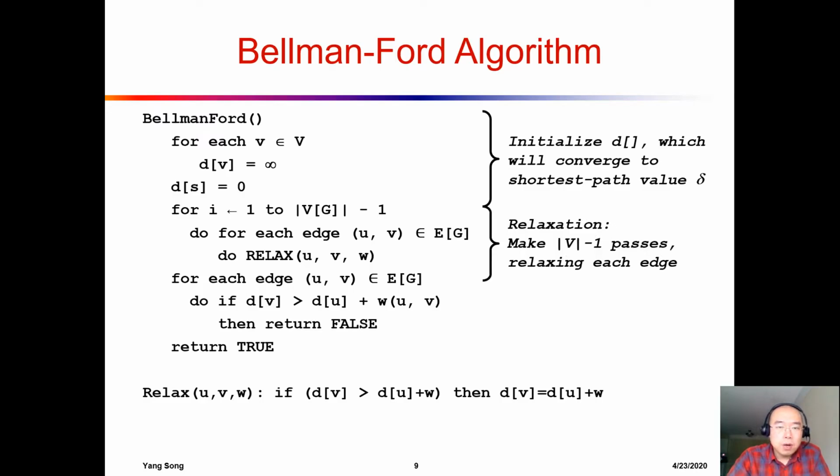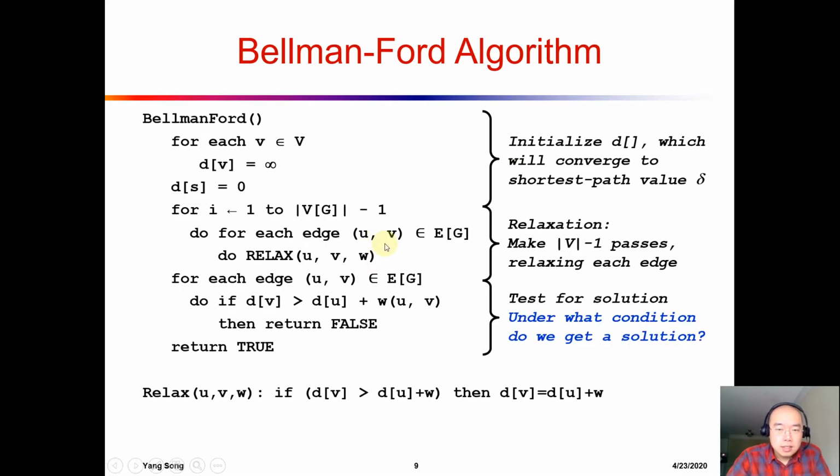Okay, and the second part, we want to start the relaxation. We are going to iterate a total of V minus 1 times. That is the outer loop. This part is how many vertices we have, and then we do a minus 1. For each edge in the graph, we want to do the relax of u, v, and w. So the inner loop will iterate E times because we are going to iterate through all the edges.